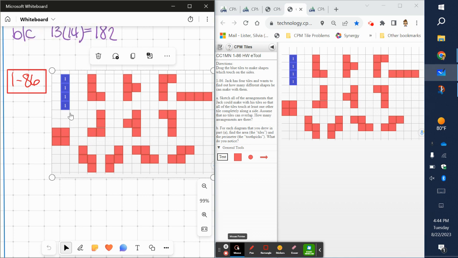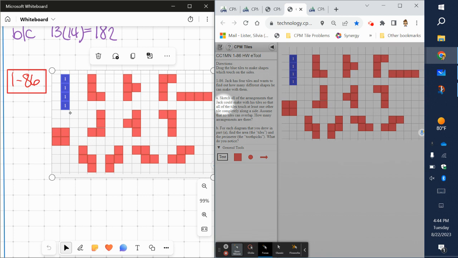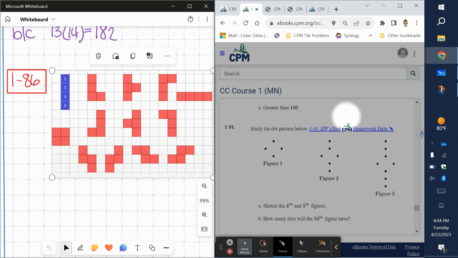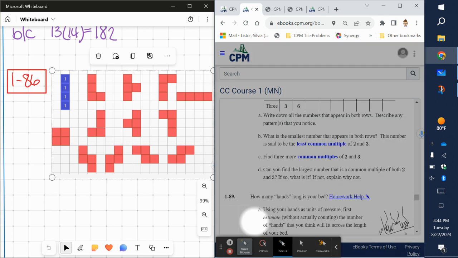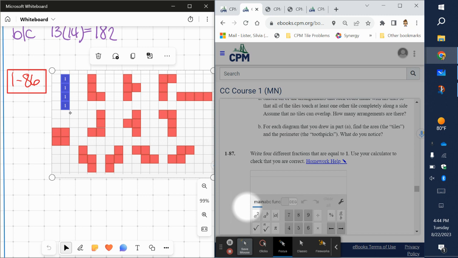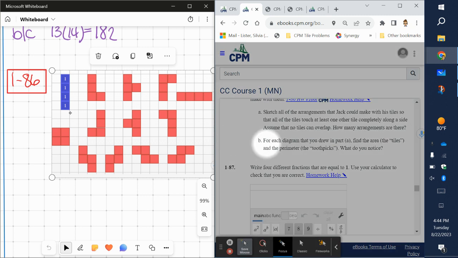You can continue to look on this page. You can see part B is right here. Or we can go back to the textbook and go back to 186 and read part B. For each diagram that you drew in part A, find the area, which is the tiles, and the perimeter, which is like the toothpicks.